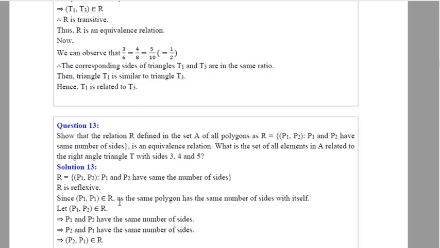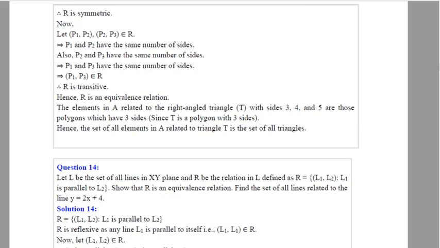So P1 and P1, the same polygon, have the same number of sides itself, so it is reflexive. If P1 and P2 have the same number of sides, then P2 and P1 also have the same number of sides, so (P2, P1) also belongs to R. So the relation is symmetric.